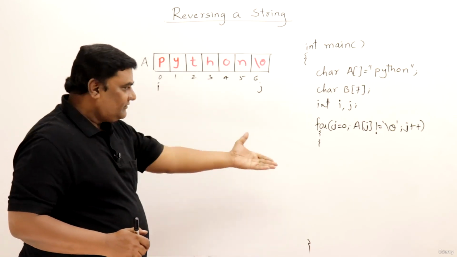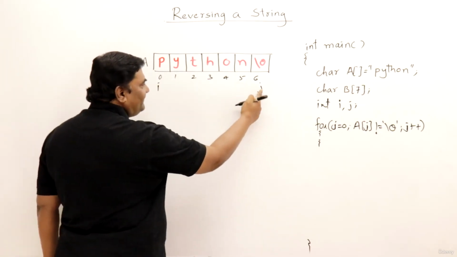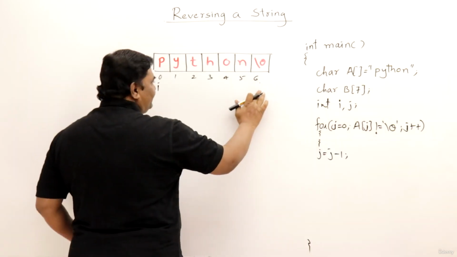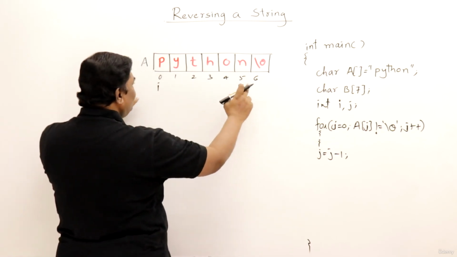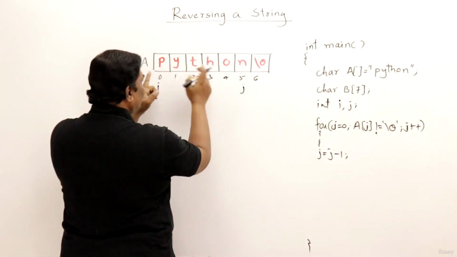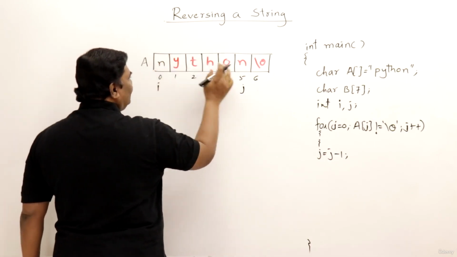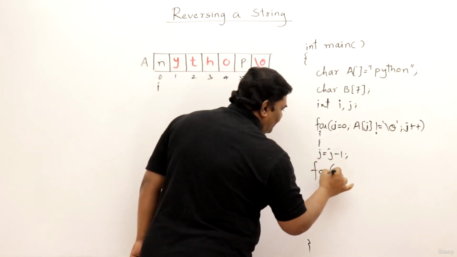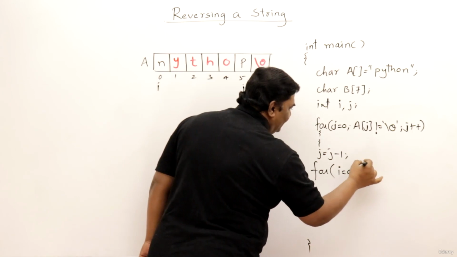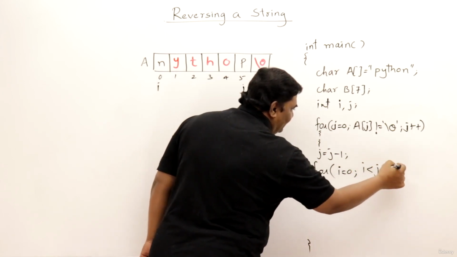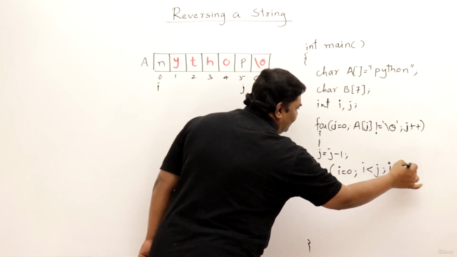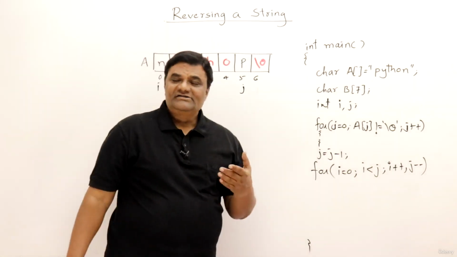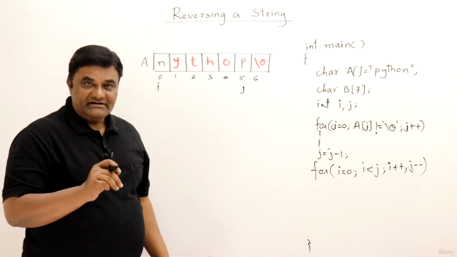So let us do this and write the code for that. J should start from one step less. So let us decrement J. J assign J minus 1. Now J is here. So using a for loop, we can make them move and copy the element. So let us say n comes here and the p goes there. So we have to swap the alphabets. This can be done in a for loop. For I starts from 0 as long as I is less than J, and I plus plus and J minus minus. So we have to increment I and decrement J. And each time, interchange the characters from there.